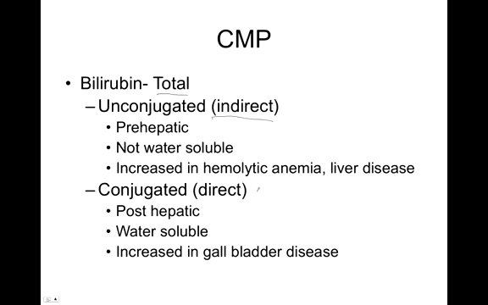And then conjugated means that it's processed by the liver, it becomes water soluble, and it's increased in gallbladder disease because that's what is in the gallbladder when it gets stimulated and contracts. So if you have problems with the gallbladder not contracting well, or if you have a stone in it, you'll have an increase in the conjugated or direct bilirubin.